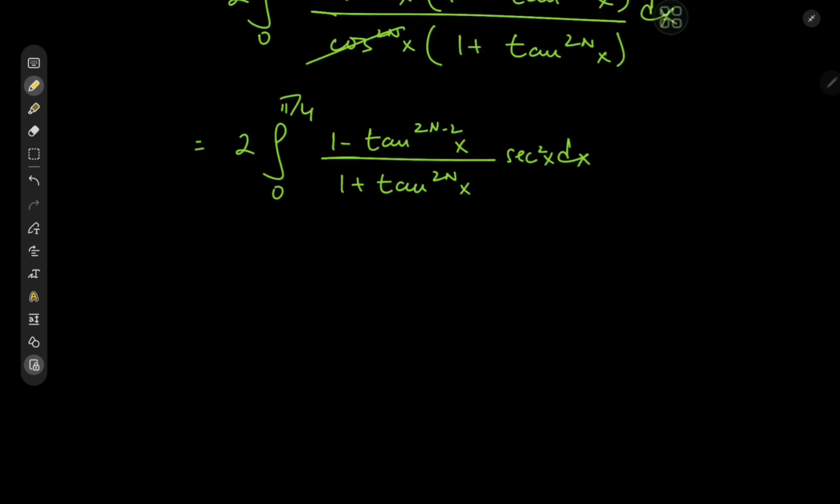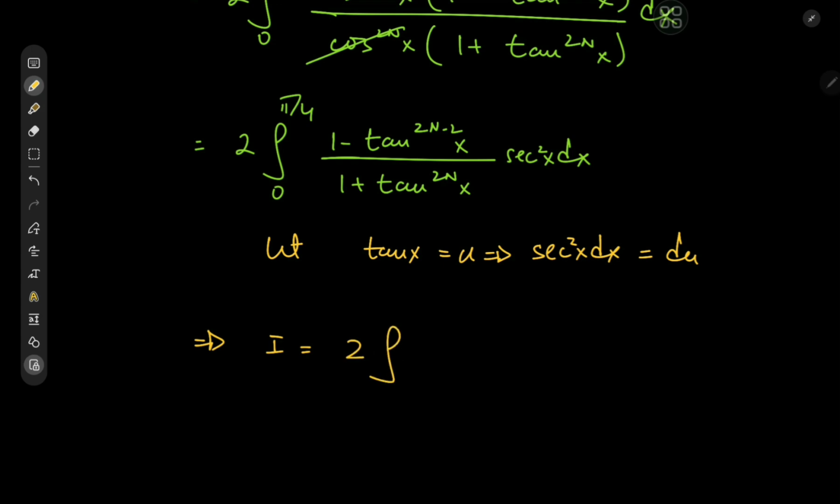Now we can make the obvious substitution of letting tangent x equal u, which implies that secant squared x dx equals du, and this further implies that the target integral I equals twice the integral from, as x approaches 0, we have tangent 0, which is 0, and tangent pi by 4 is 1. And we're left with 1 minus u to the 2n minus 2 divided by 1 plus u to the 2n du.